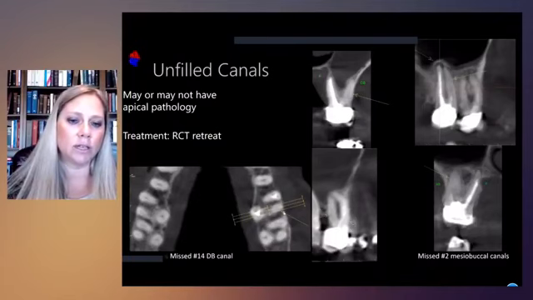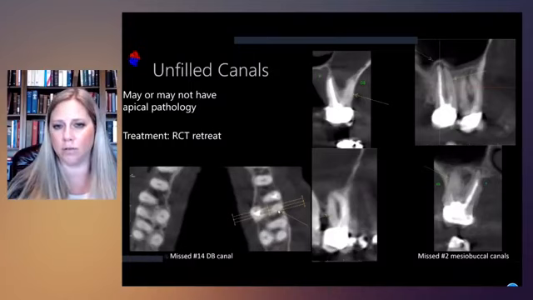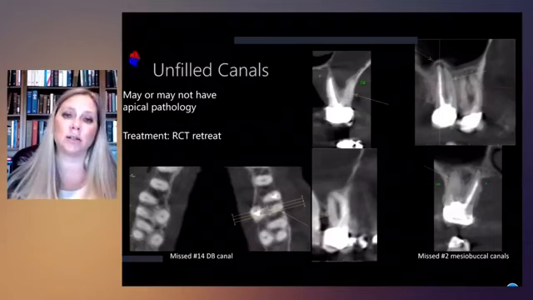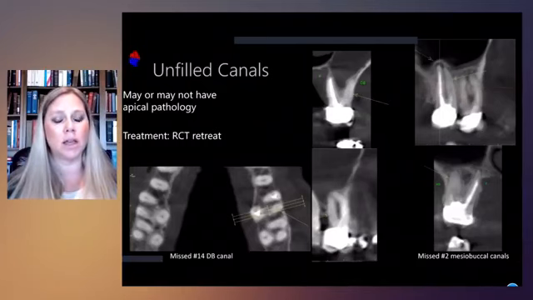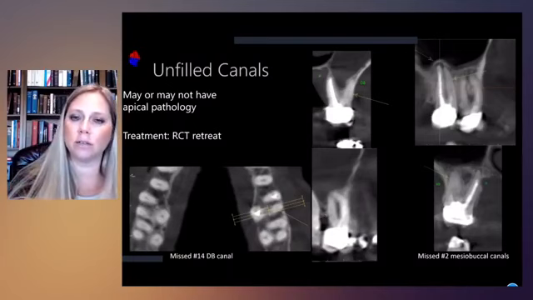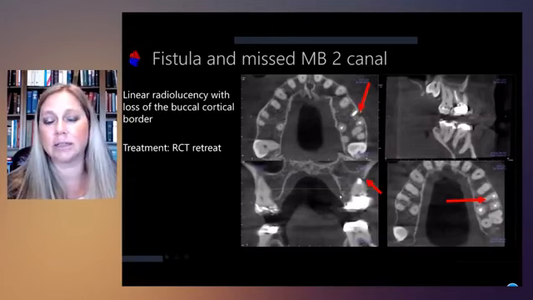We can also see, obviously in our axial sections, very easy to be able to see those unfilled canals. Now, usually it's not quite this blatant. Obviously, these are entire canals that were missed, and these will require retreatment. But sometimes we are just looking for that elusive MB2 canal. And so in this particular case, that's exactly what was missed.